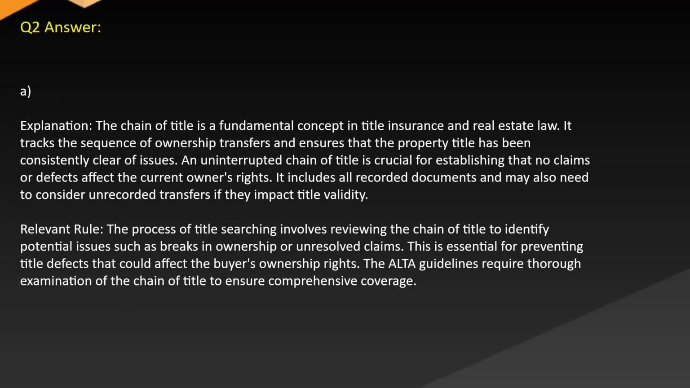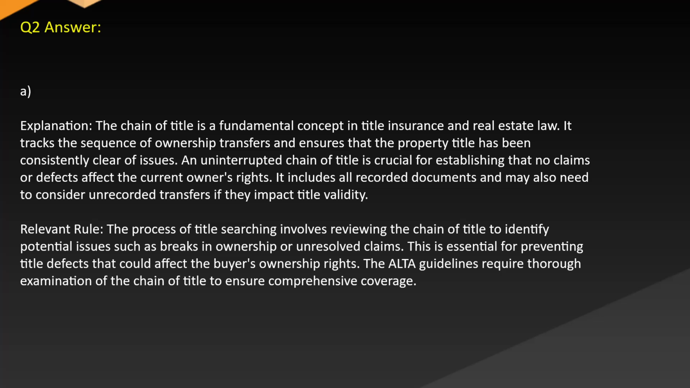Answer: A. Explanation: The chain of title is a fundamental concept in title insurance and real estate law. It tracks the sequence of ownership transfers and ensures that the property title has been consistently clear of issues. An uninterrupted chain of title is crucial for establishing that no claims or defects affect the current owner's rights. It includes all recorded documents and may also need to consider unrecorded transfers if they impact title validity.